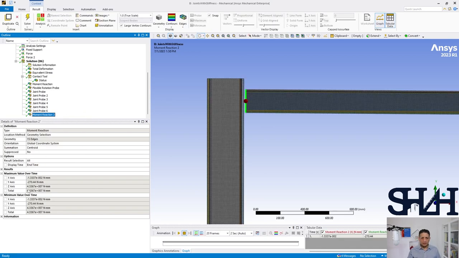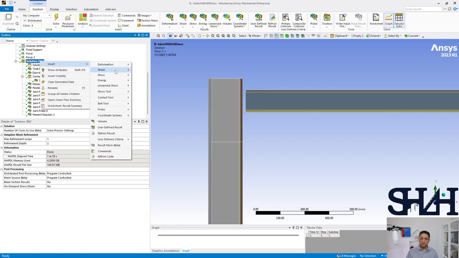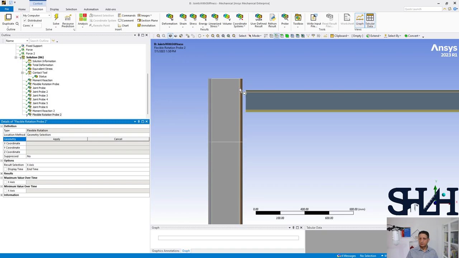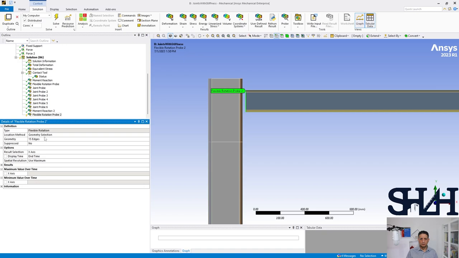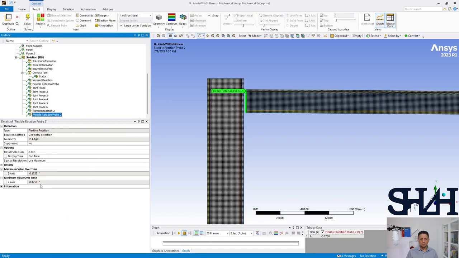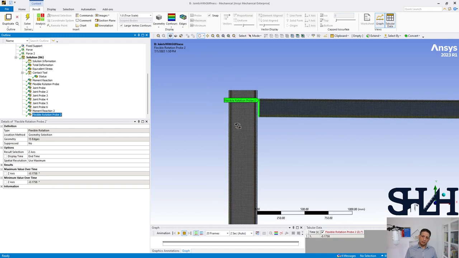So we can see that the bending moment is 43. It was 46, almost 5, but here it is 43. Also, we can check the rotation of the same position, about Z. And here you can see that it is rotating more compared to the other connection. The reason is that this is less stiff compared to the other part.